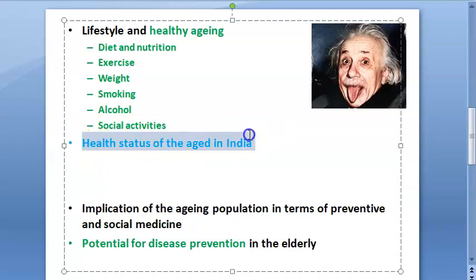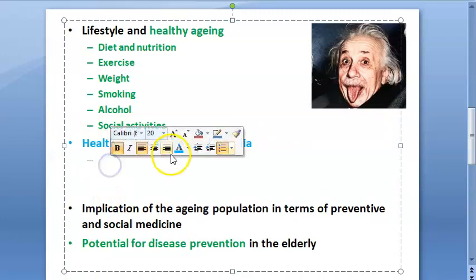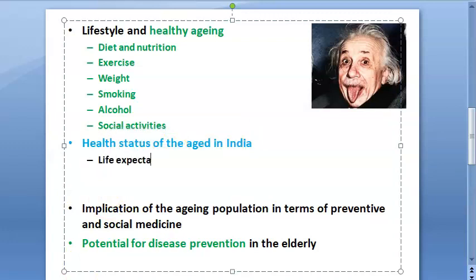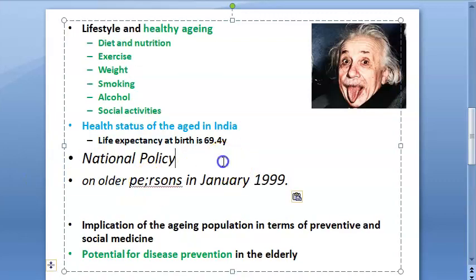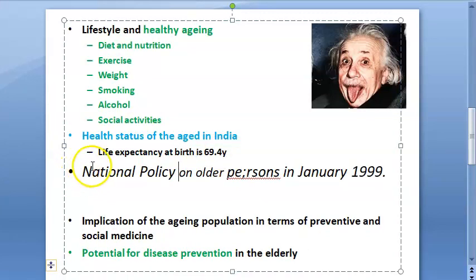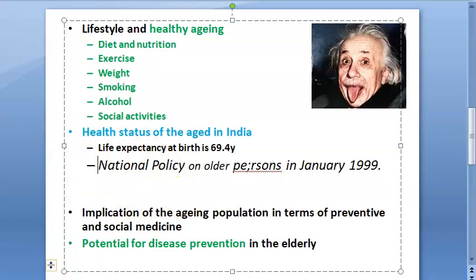So pay attention here. Health status of the aged in India. So you will say life expectancy at birth is 69.4 years. So we have a growing aging population, right? So in 1999, they had a national policy on older persons. So you'll have to write all this history also. National policy on older persons in January 1999, Government of India. So this policy, you write everything, okay? It covered financial security, healthcare, nutrition, shelter, education, welfare, protection of property, life, everything. Write this, okay? So this is just a policy.